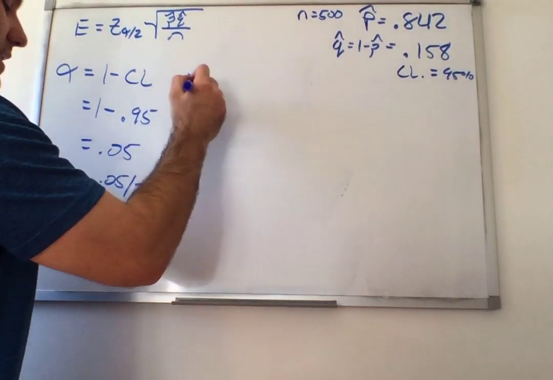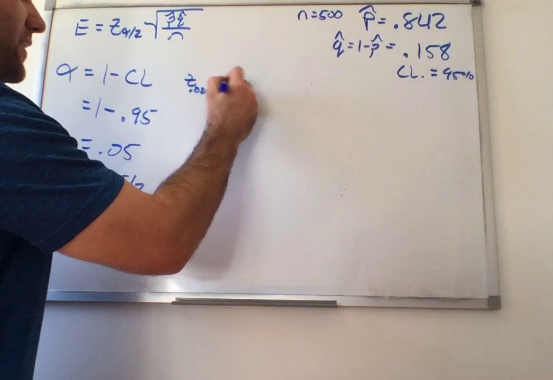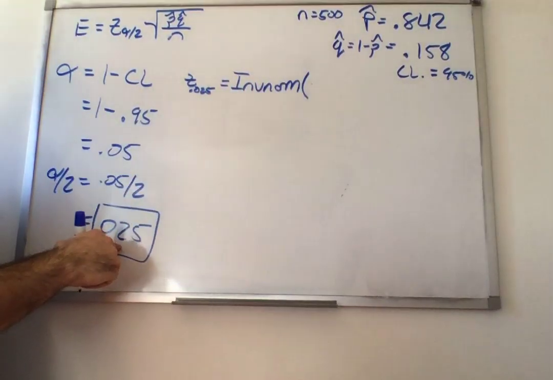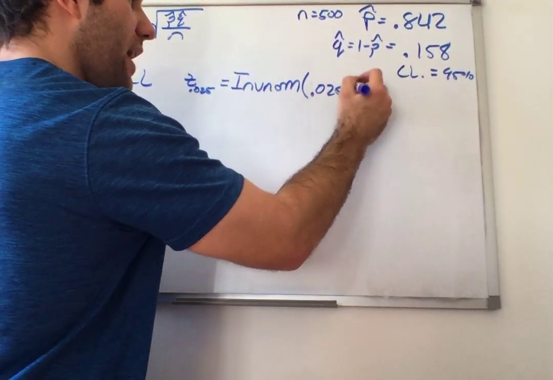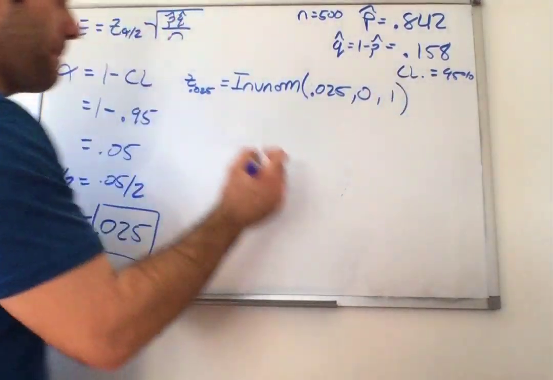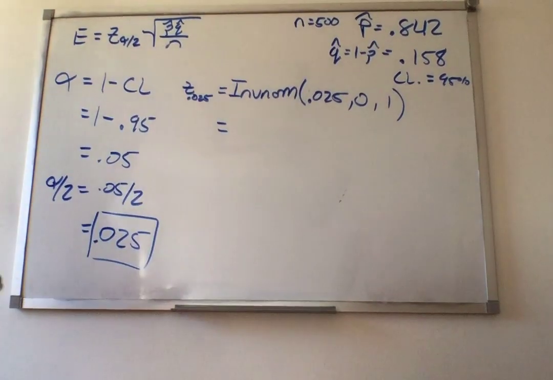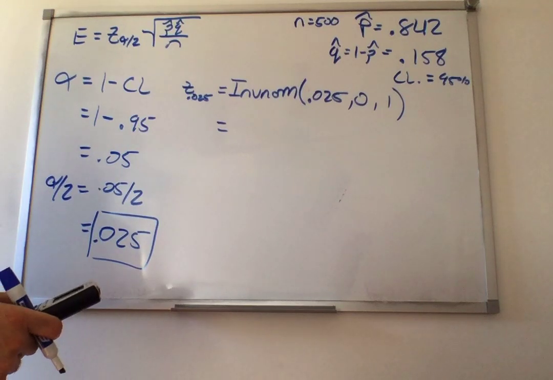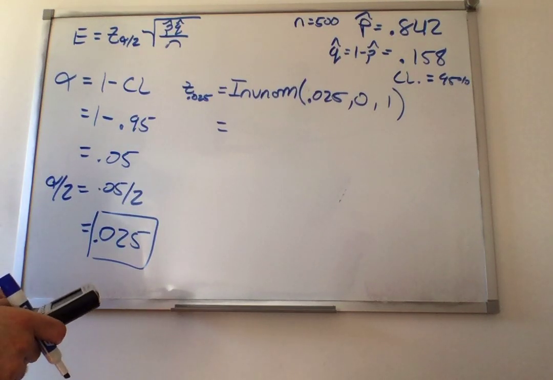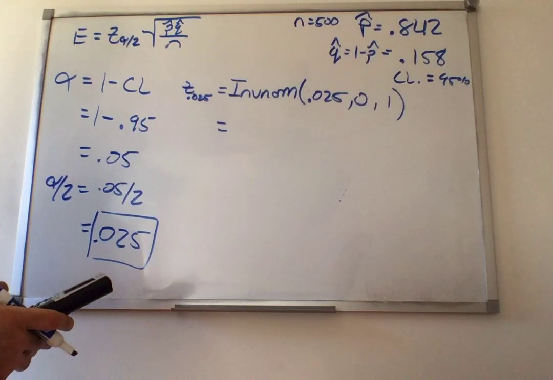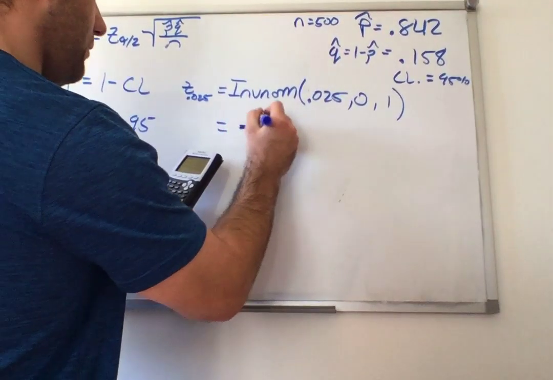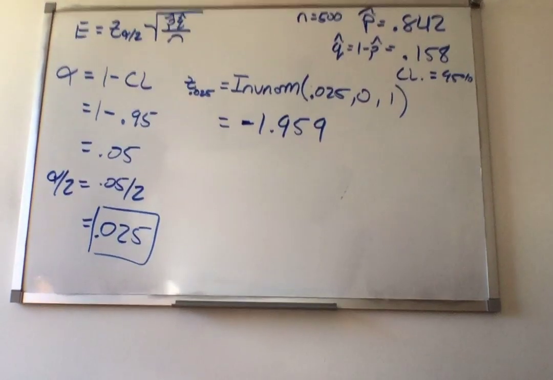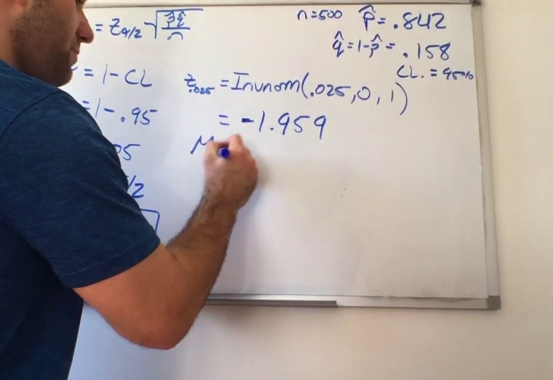So Z of 0.025 is equal to inverse norm. It's my alpha over 2 value, 0.025, comma 0, comma 1. I think this is negative 1.96. Yeah. Negative 1.959 or negative 1.96. Now, we're going to just make it positive.